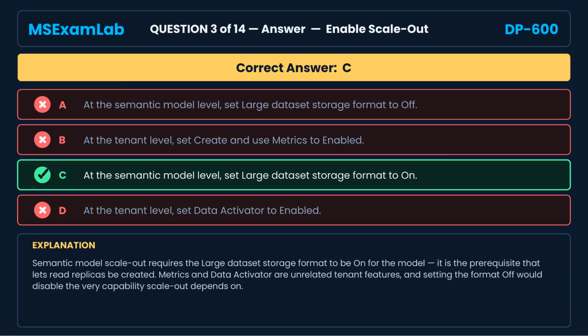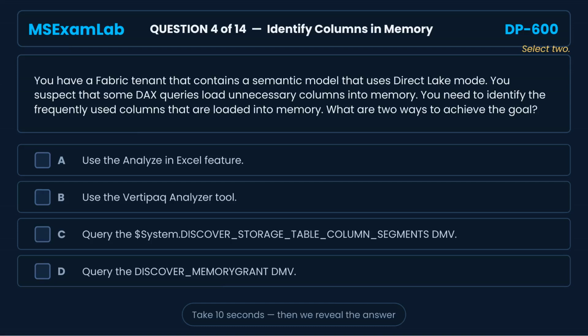The correct answer is C. At the semantic model level, set large dataset storage format to on. Semantic model scale-out requires the large dataset storage format to be on for the model. It is the prerequisite that lets read replicas be created. Metrics and data activator are unrelated tenant features, and setting the format off would disable the very capability scale-out depends on.